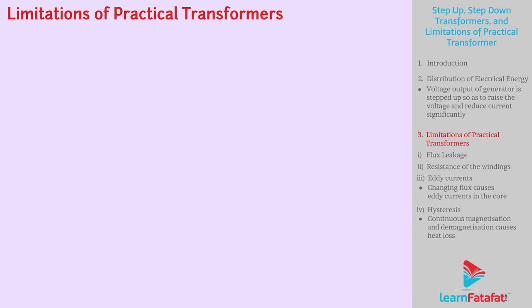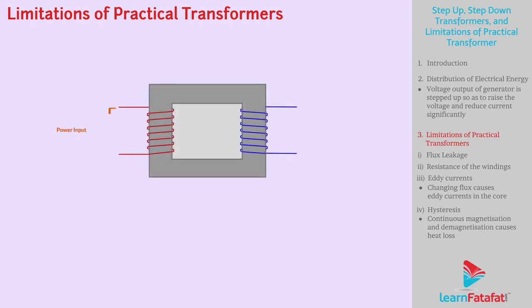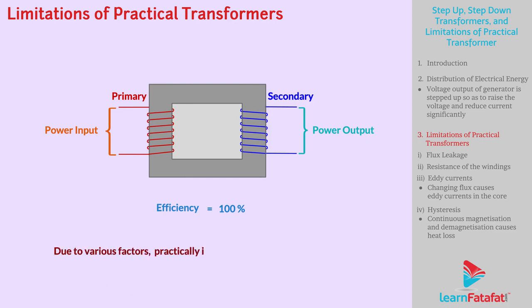Dear students, we learned that under ideal situation, power input to primary coil is equal to power output at secondary. That is, the ideal transformers are 100% efficient. However, there are various factors due to which practically it is impossible to achieve 100% efficiency. Let's discuss those.